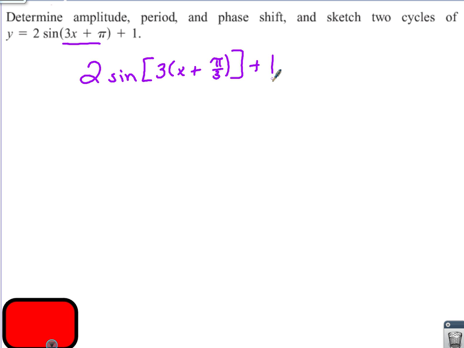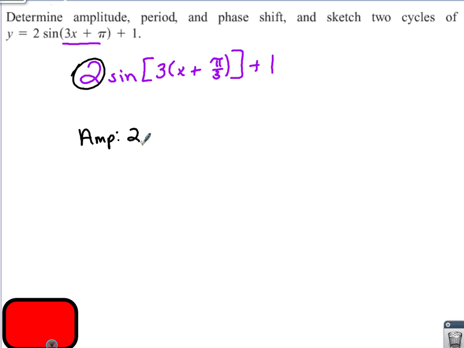Here are all of our transformations. Let's go through them. Autumn, what's the 2 do? Perfect. So the amplitude is now going to be 2. Everybody understand that? So first off, we stretch this thing vertically by a factor of 2.